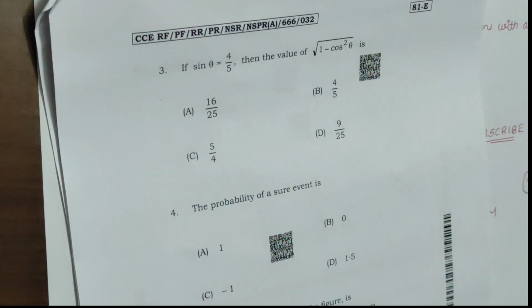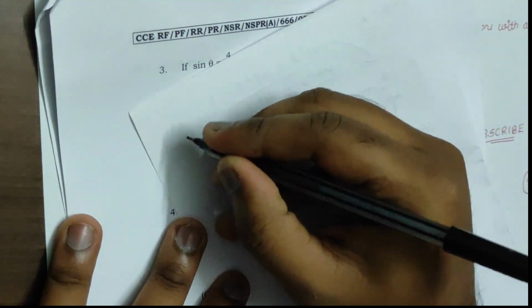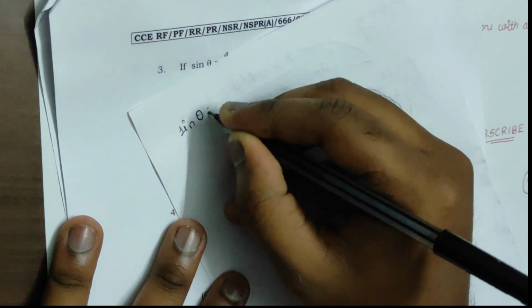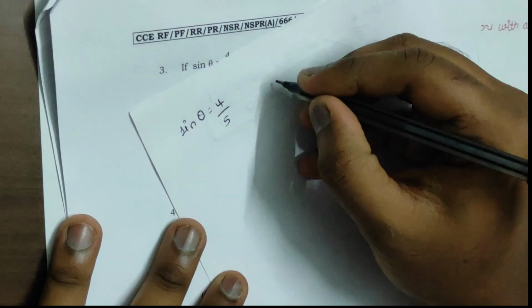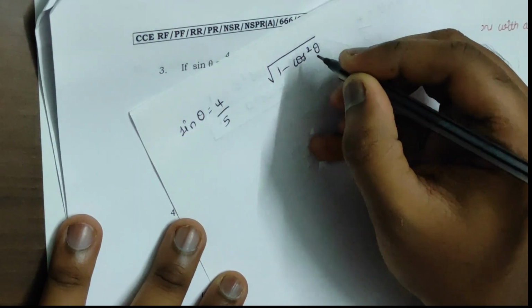So let us move on. Now let us focus on the third question. If sin theta equal to 4 by 5, then the value of root of 1 minus cos square theta is. Here in this question, the value of sin theta is given, sin theta is equal to 4 by 5. We have to find root of 1 minus cos square theta.